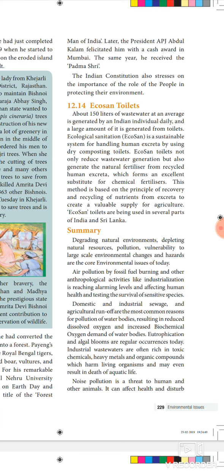It is very helpful, it gives very much nutrient to the plants. So this kind of fertilizer will be very helpful for agriculture also, and it also reduces the amount of water used for toilets. Okay, so this is called the Ecological toilet. These Ecological toilets are nowadays also used in India and Sri Lanka.